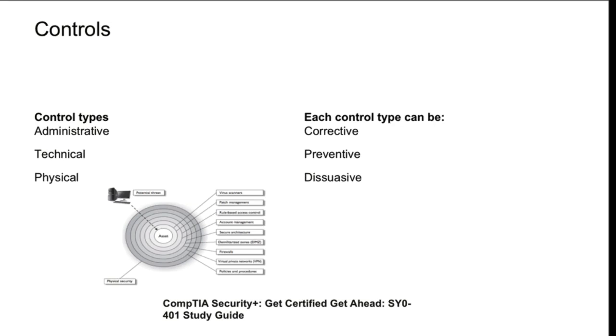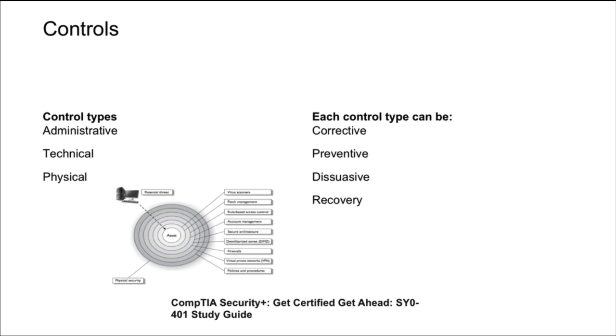Dissuasive, with this term, we're trying to discourage violators. This could be a camera in a server room in order to prevent odd behavior on the servers. Maybe a person would stop or think twice before doing something outside the company's policy because his movements are being recorded. We also have our recovery controls, with different things that will help us recover in case of a disaster. Here, we could mention backups.